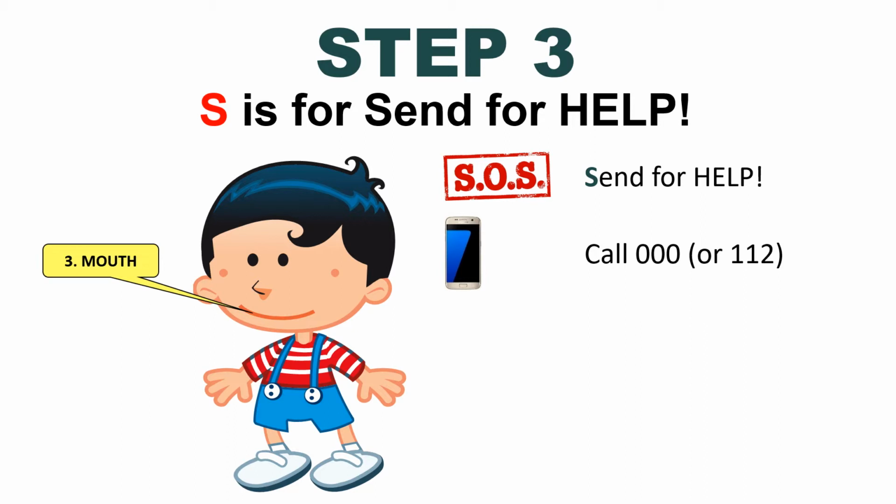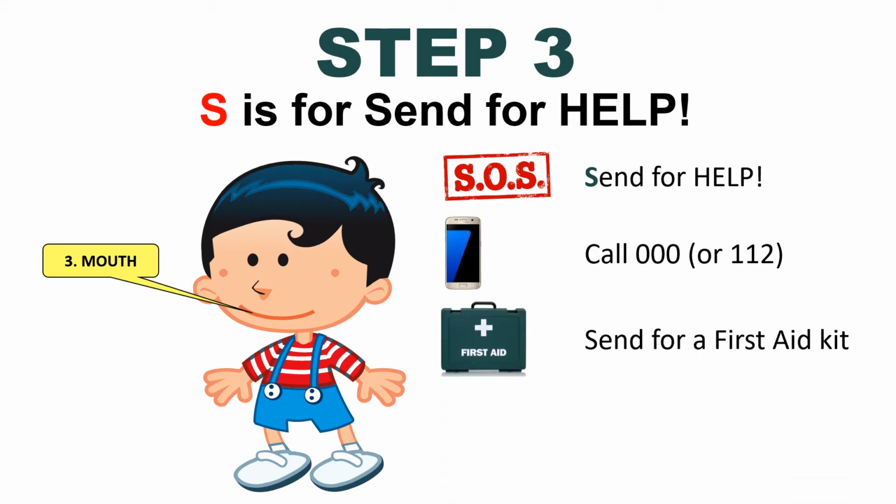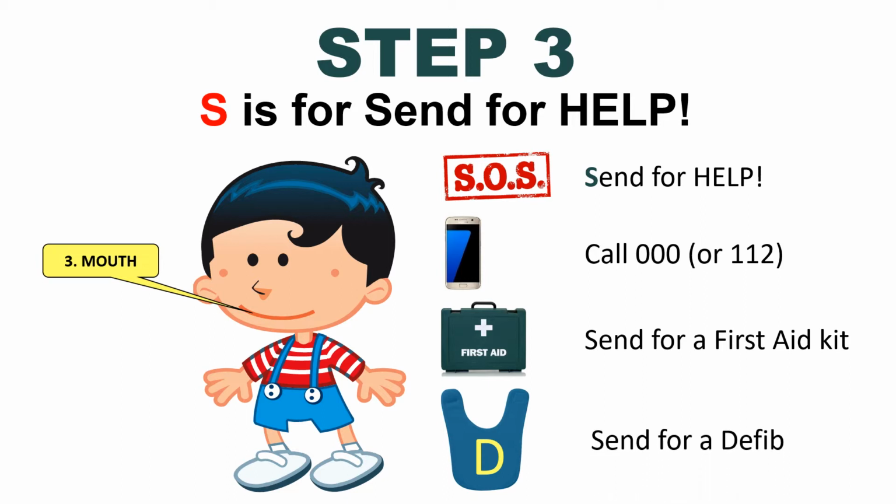Call 000 or 112. What else was in there? That's right, there was a first aid kit. Send someone to get you a first aid kit. You may need to use it. The last item may be a bit funny. It was a baby's bib with the letter D on it. You can associate the D.R.S.A.B.C.D for a defib, a defibrillator. Send someone to get you a defibrillator. You may need to use it.